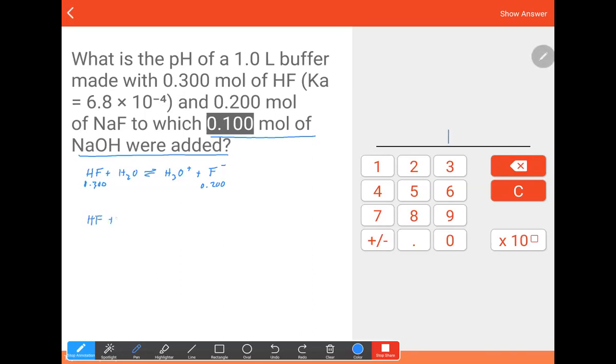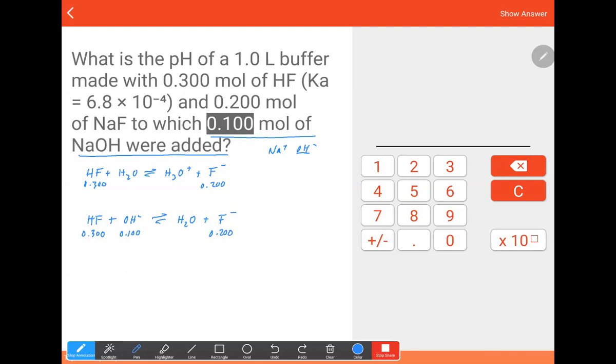So that looks like this. HF plus, the Na will go in as Na plus and OH minus. This is our base part. So reacting with OH minus forms H2O and F minus. So what we had was 0.300. We're putting in 100 of this, and we started with 200 here.